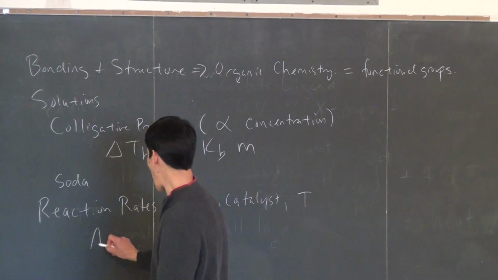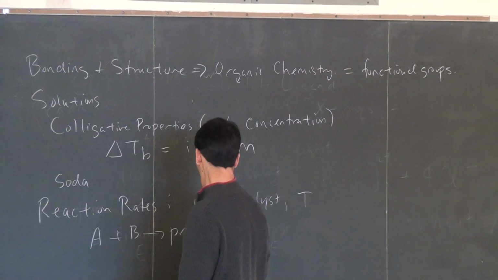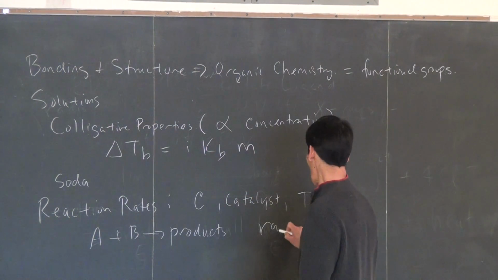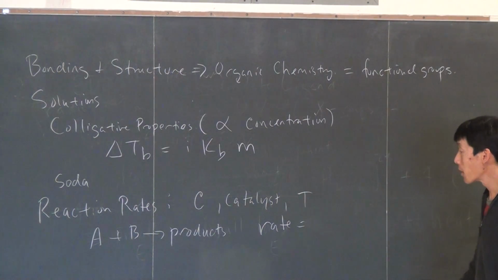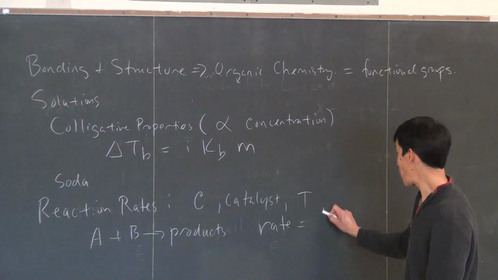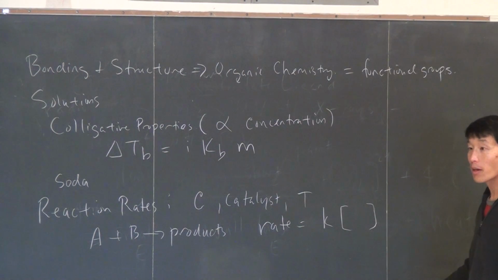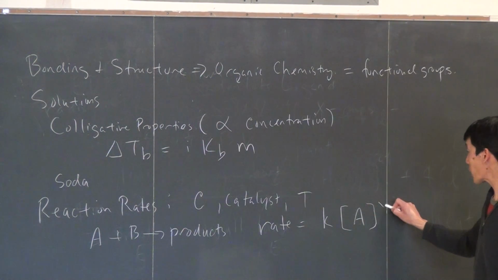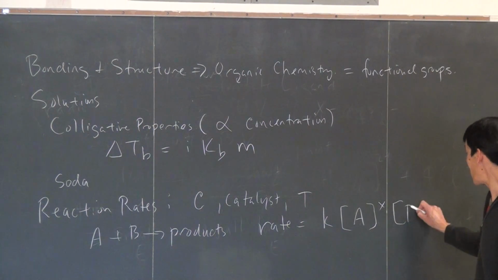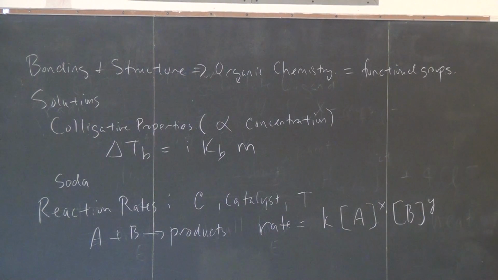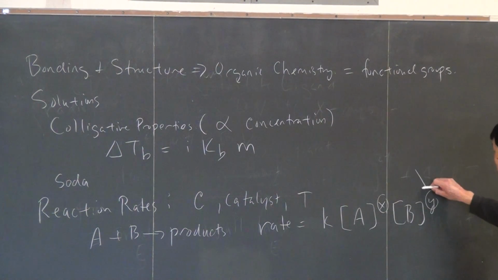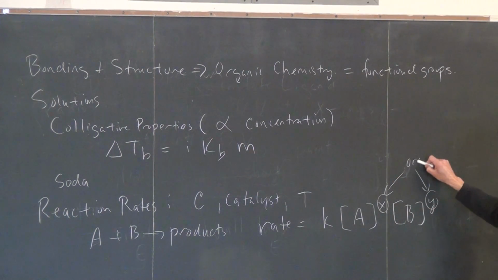Remember, if we have some reaction, say A plus B going to product, we can describe the rate law by saying that the rate is equal to k, which represents the rate constant, times the concentration of A to the x power, and then B to the y power, where x and y represent the, there's a specific name for this, the order.